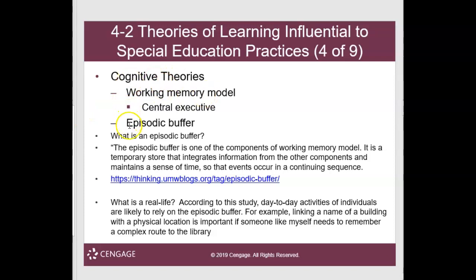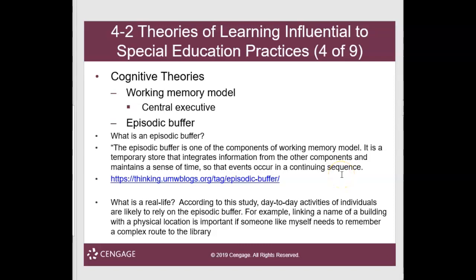Also, under the cognitive theory is an episodic buffer, which to be honest, I had to look up because I was like, I think I know what that is, but let me just make sure. And I didn't have the textbook in front of me. So I Googled what is an episodic buffer. It is one of the components of the working memory model. It is a temporary store that integrates information from other components and maintains a sense of time so that events occur in a continuing sequence.